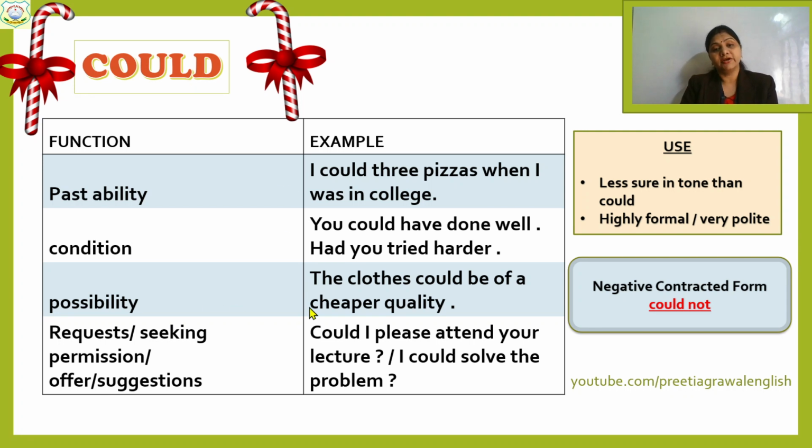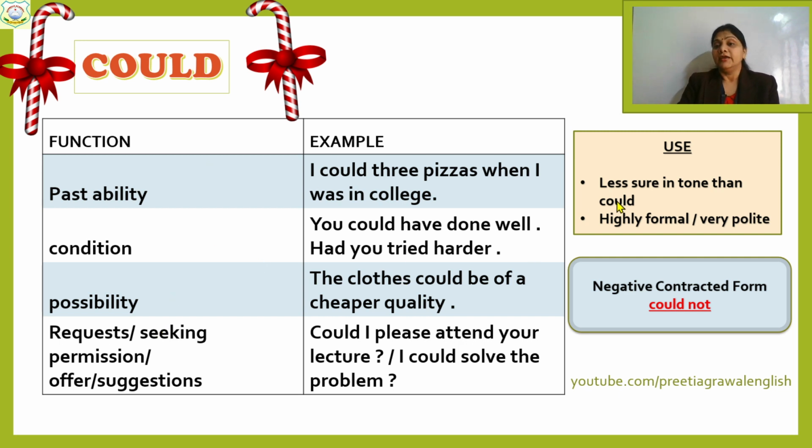For possibility also: the cloth could be of a cheaper quality. For request, for permission, for offer, for suggestion, you can use the modal could. See the example. Could I please attend your lecture? I could solve the problem. So these are the functions and these are the examples of the functions.